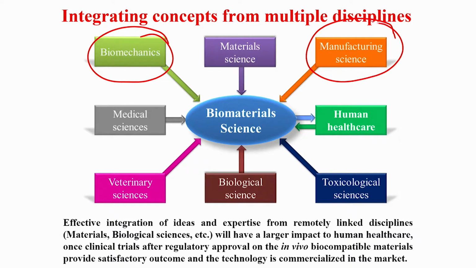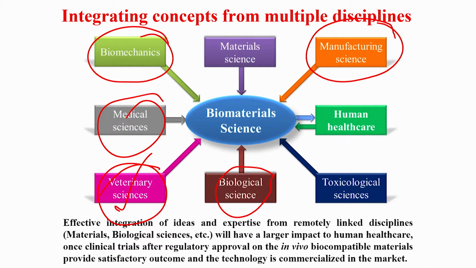Manufacturing science means, as I have discussed in one of the earlier lectures, conventional manufacturing techniques, and there are also advanced manufacturing techniques like 3D printing and so on and so forth. Medical sciences are certainly important because the clinical relevance of the biomaterials is far more important. Then veterinary sciences, like when you do preclinical studies in the rabbit or mouse animal model, you need a veterinarian to be involved in the study. So, therefore, it is important.